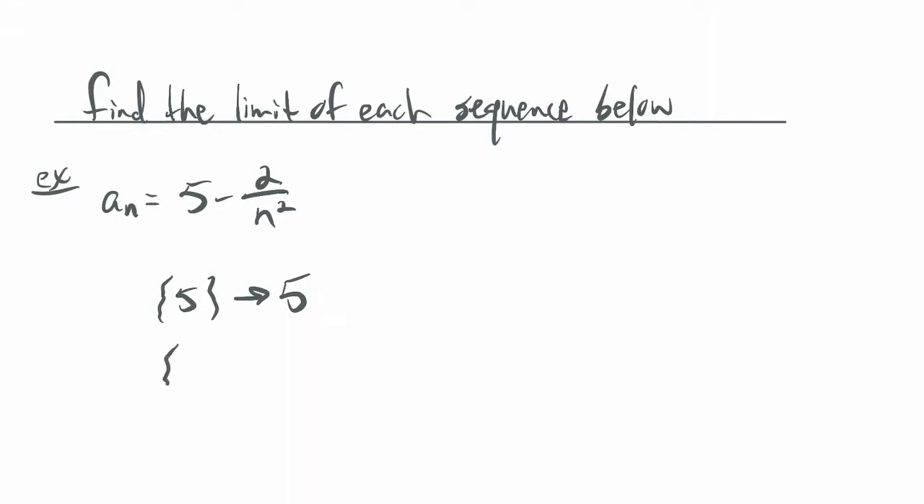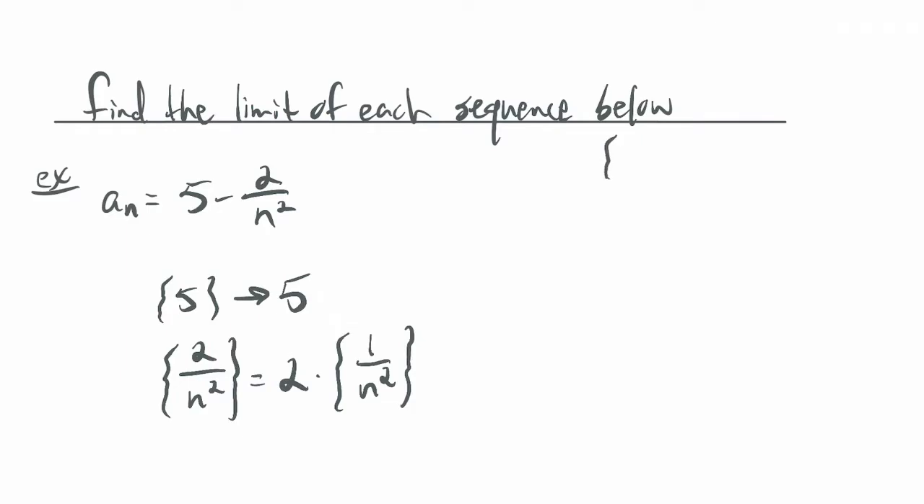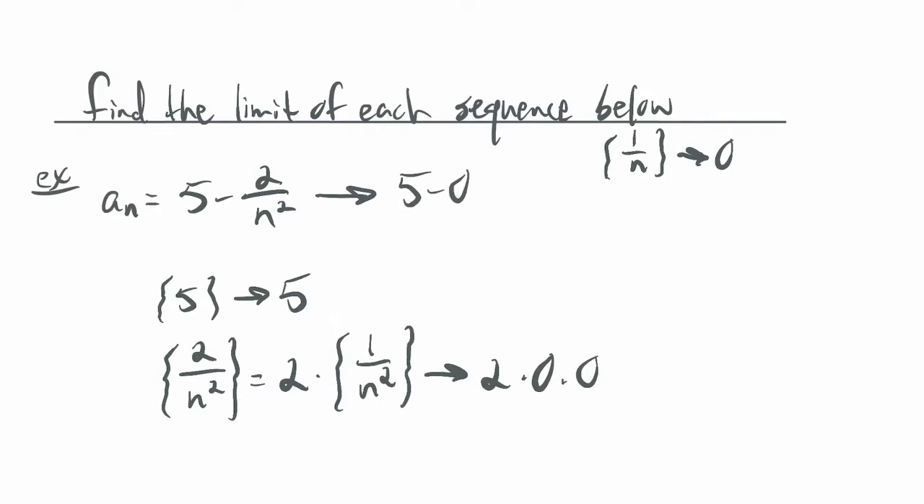And then 2 over n squared. Well, this equals 2 times 1 over n squared. And we already know that 1 over n goes to 0, right? So this would go to 2 times 0 times 0, or 0 squared if you want. So this goes to 5 minus 0. If I do the two terms separately, I get 5.